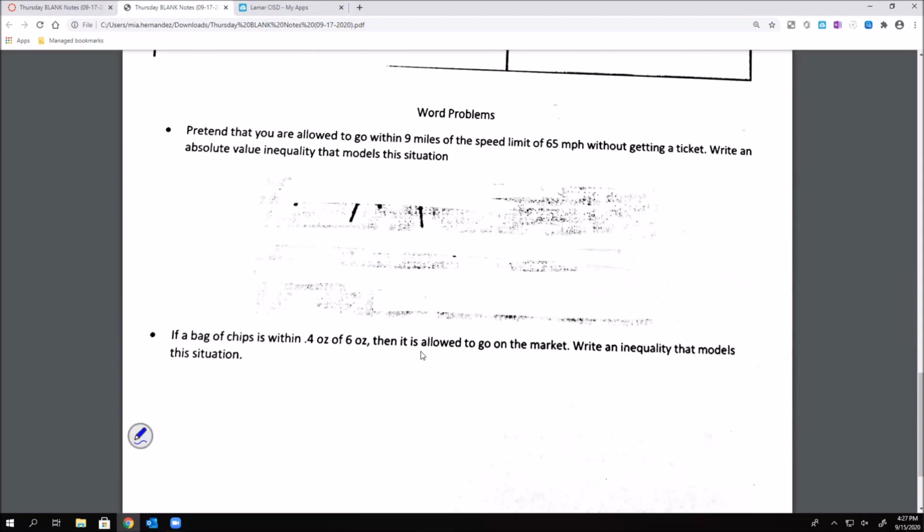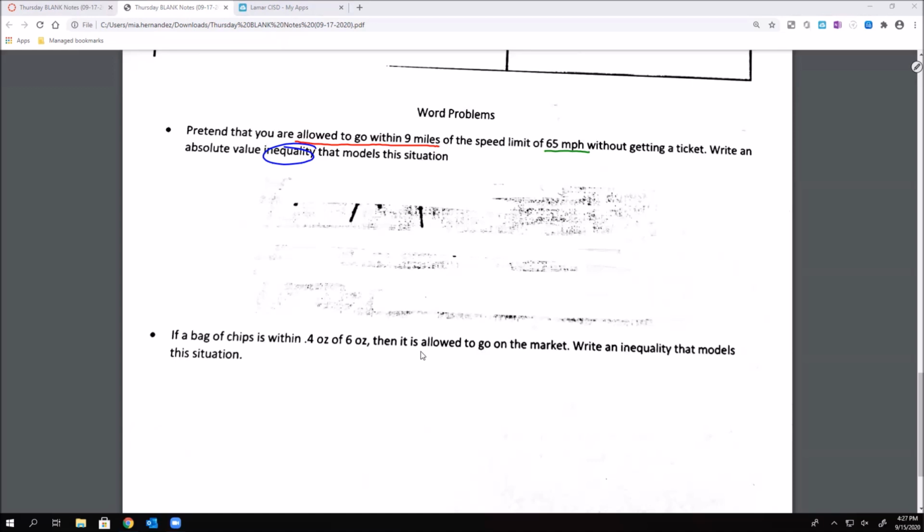It says, pretend that you are allowed to go within 9 miles of the speed limit of 65 miles per hour without getting a ticket. Write an absolute value inequality. Okay, so previously we were looking at equations. Now they want an inequality. Just write an absolute value inequality that models this situation. So there's a few things that we need to know. I need to know my speed limit of 65 miles per hour, that I'm allowed to go within 9 miles, and then lastly, we're going to go ahead and just use x.